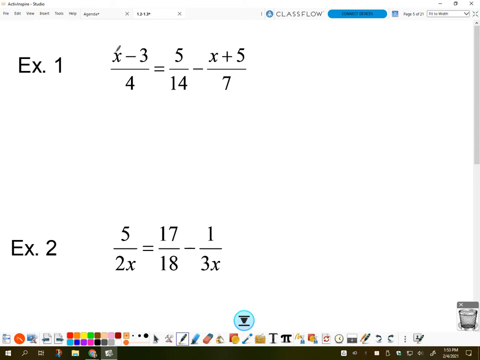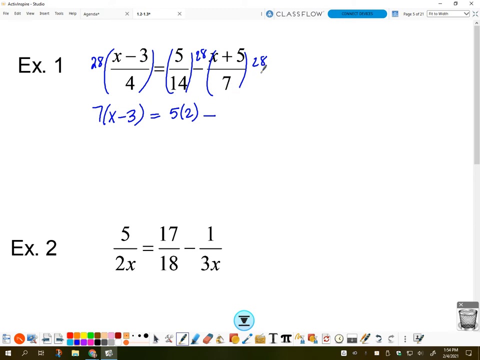So we're going to take each one of these and multiply by 28. So each piece of the problem times 28. Now think about what you're doing. We're trying to get rid of the fractions. So make sure you cross cancel. 4 goes into 28 7 times. So this is 7, and you have x minus 30. 14 goes into 28 twice. So this is 5 times 2. 7 goes into 28 4 times, so this is 4 times x plus 5. So now you no longer have fractions.